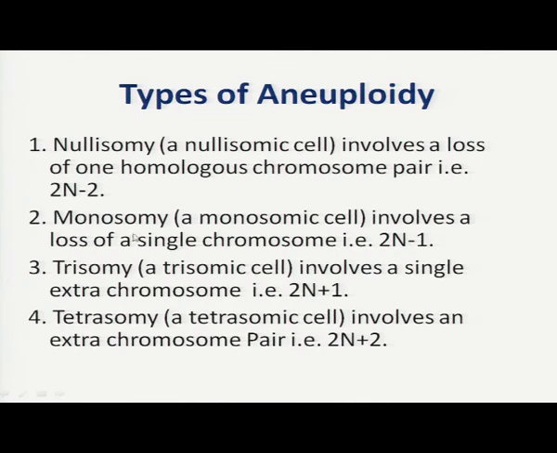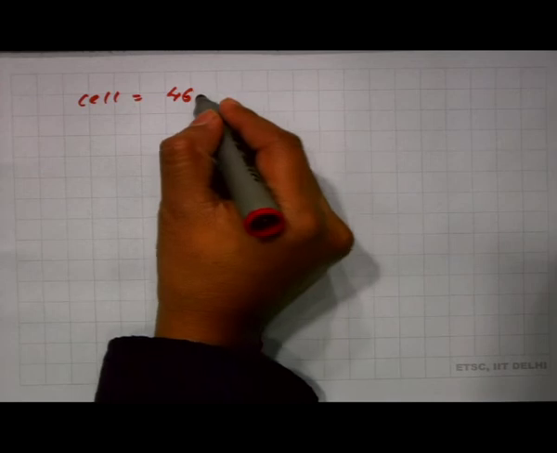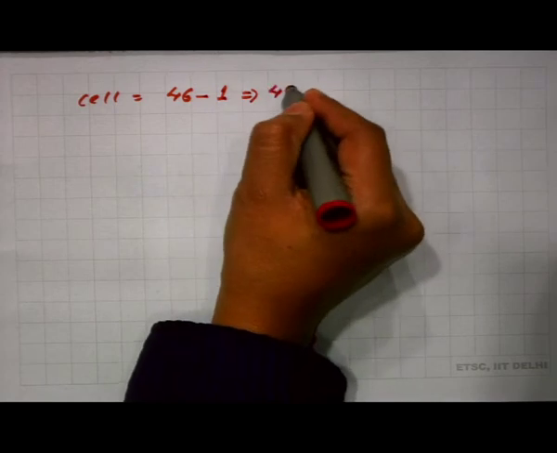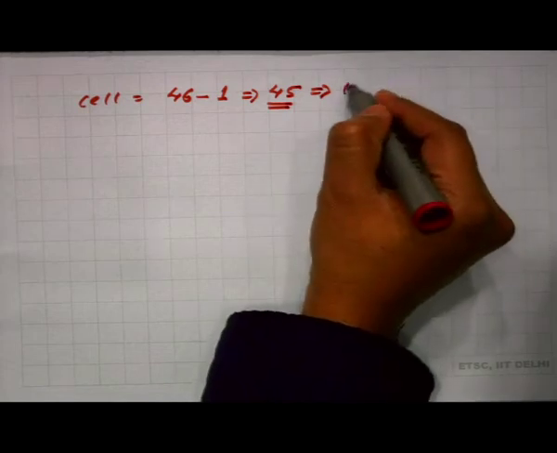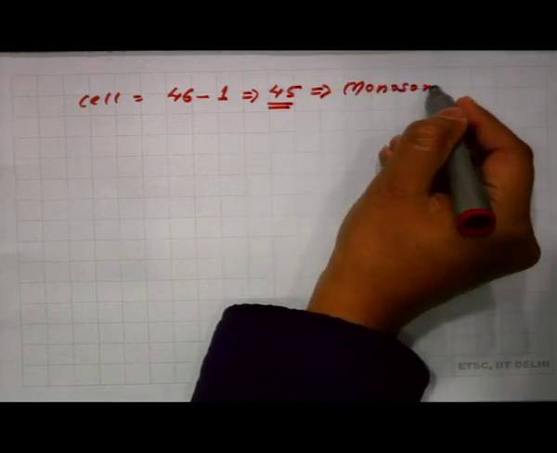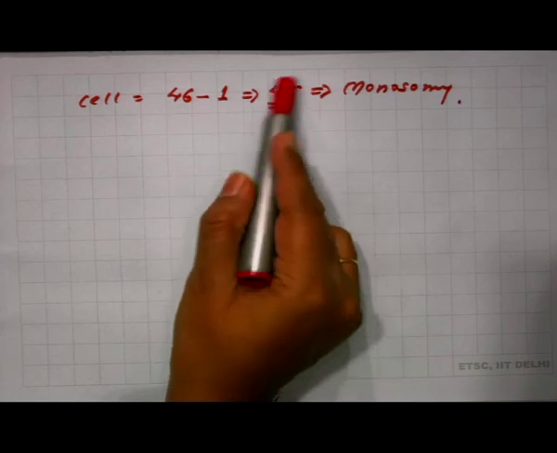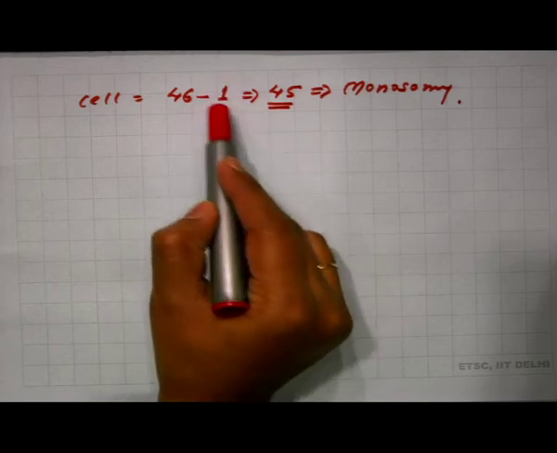Second type of aneuploidy is monosomy. In the case of monosomy, it involves a loss of a single chromosome. So, as we know, the cell has 46 chromosomes in the case of a human being, and if there is a loss of just one chromosome, it will lead to 45 chromosomes, and this type of mutation in chromosomal number is called monosomy. So, in a monosomic cell or organism, there are just 45 chromosomes in the cell. There is a loss of one chromosome from the set.